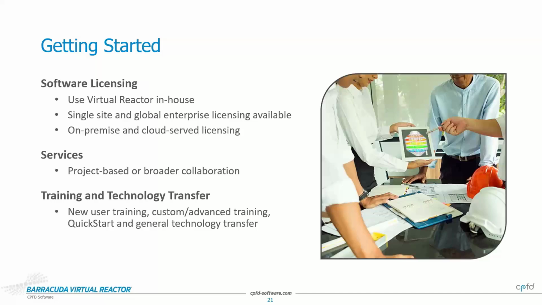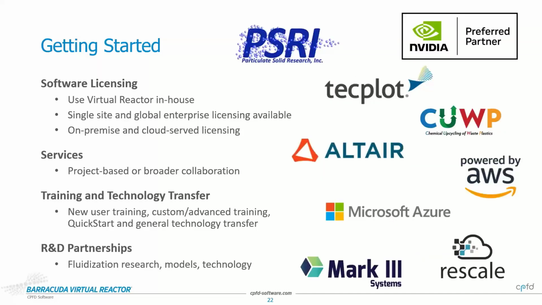CPFD sets up and runs the first model for you, and then we hand it over to you, train you on the software, and then provide the software licensing. This allows you to build out your own in-house capabilities with the model that's already up and running. And finally, we work with people in a variety of custom ways through R&D partnerships, and this can be direct with us or collaborative with our other strategic partners. So contact us if you're interested in becoming a partner.